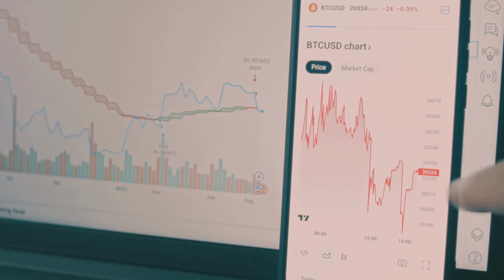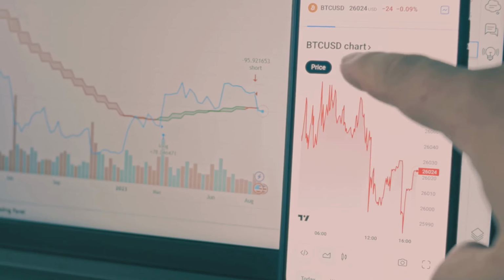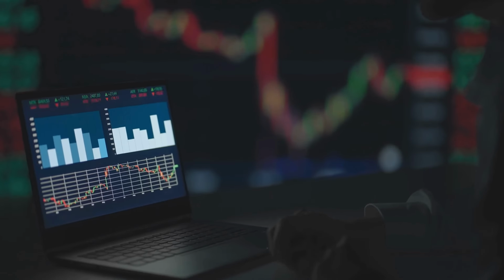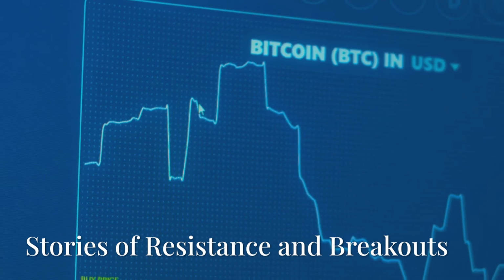If price bounces, the uptrend continues. If it breaks, momentum may fade. This real-world case shows how trend lines help traders navigate volatile markets. They turn chaos into clear signals for action.